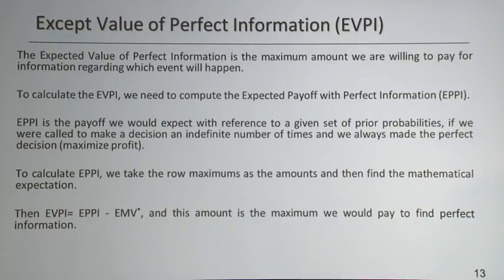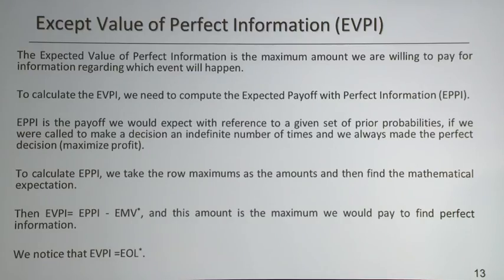EMV star is how much we're going to make with the information we know. So how much is our perfect information worth? It is the difference between what we could make, EPPI, and what we are going to make, EMV star. So EVPI equals EPPI minus EMV star. Now, this is a kind of hypothetical number because we never know for certain what's going to happen, but we can think of this as our limit, or our maximum amount we will pay to find our perfect information.